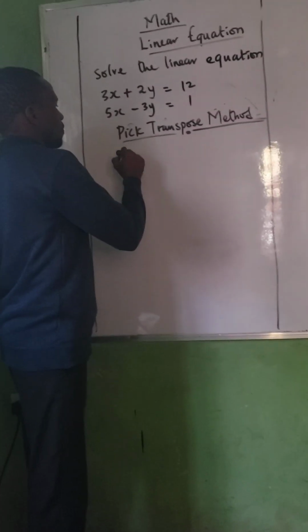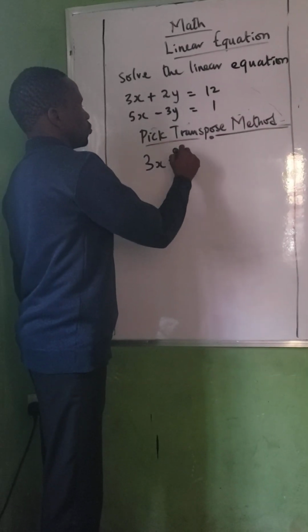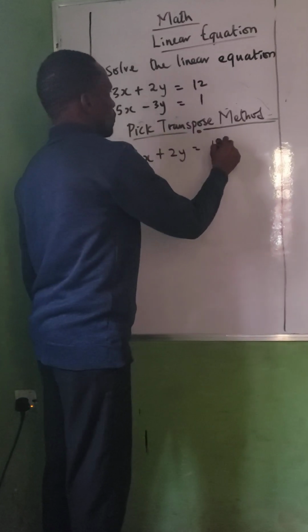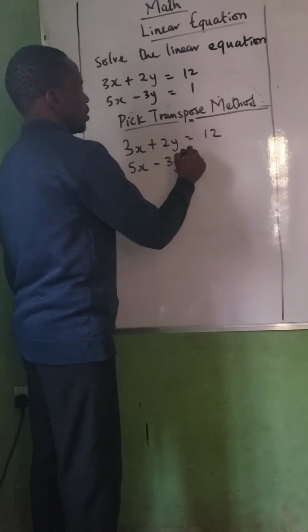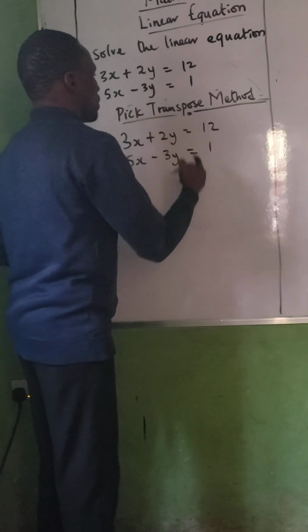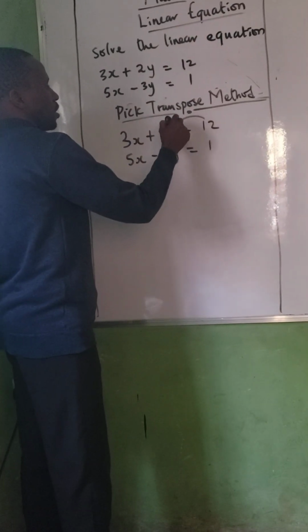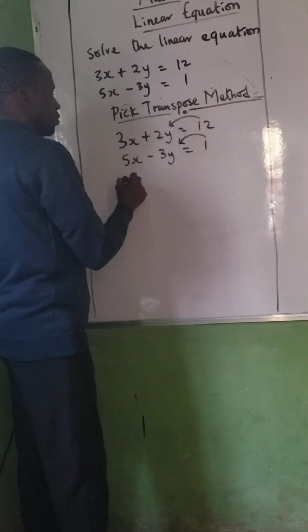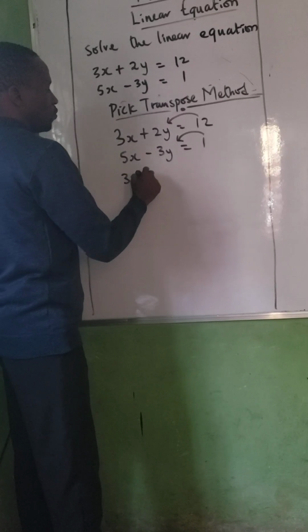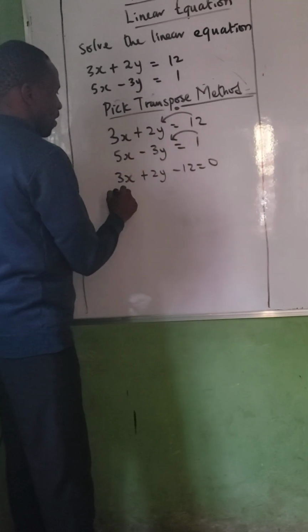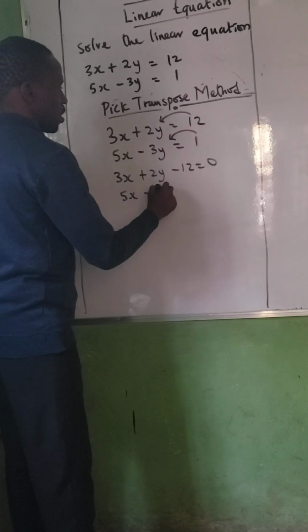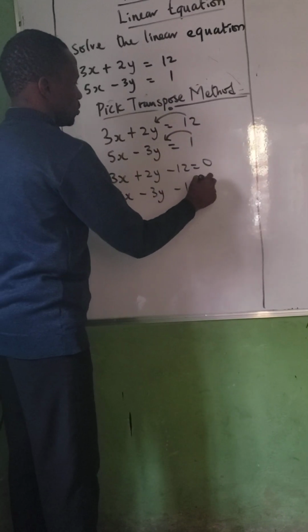Now, given the system of linear equations, we have 3x plus 2y equals 12, and we have 5x minus 3y equals 1. Now, the first thing, you move this to this side, move this to this side. So this gives us 3x plus 2y minus 12 equals 0. This is 5x minus 3y minus 1 equals 0.